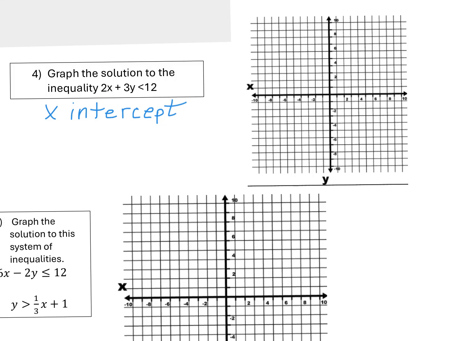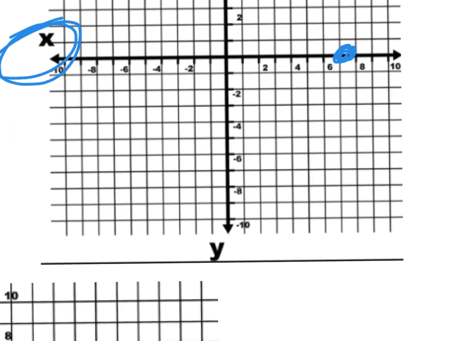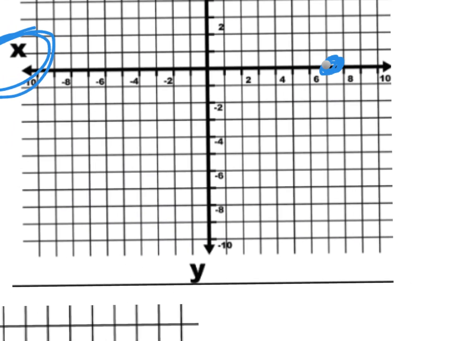For number 4, to find the x-intercept, so where it's going to hit the x-axis, we'll take the 12 and divide it by the number that is with the x, which is a 2. 12 divided by 2 is 6. So we should have a coordinate here. Oops, that's not the 6.